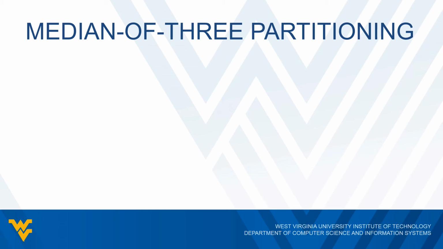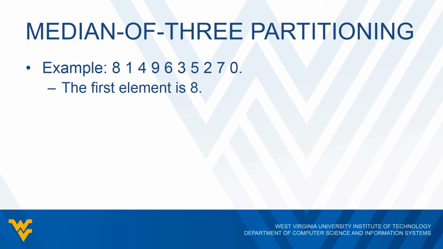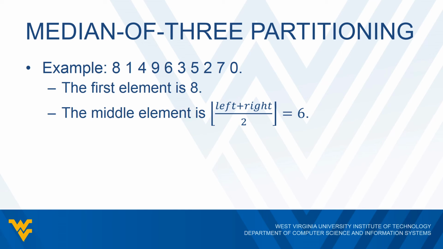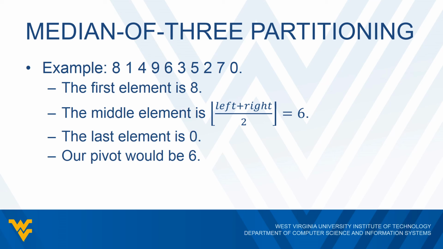Let's do an example of the median of three partitioning. So let's say our array is as follows. So we have 8, 1, 4, 9, 6, 3, 5, 2, 7, 0. So we want to take the median of the first, middle, and last elements of the array. Well, our first element is going to be 8. That's pretty clear. What about the middle element? Well, we're going to take the left and the right, divide it by 2, and take the floor of it. So we find in this case that the middle element here is actually 6. And then our last element is 0. So we just take the median of those three, and in this case, our pivot is going to be 6.